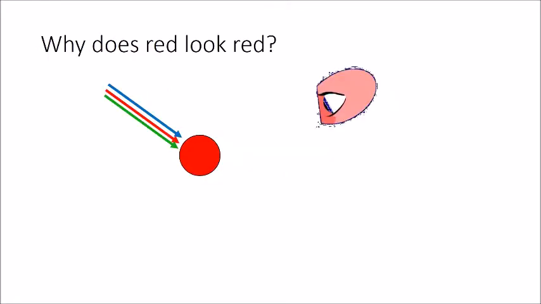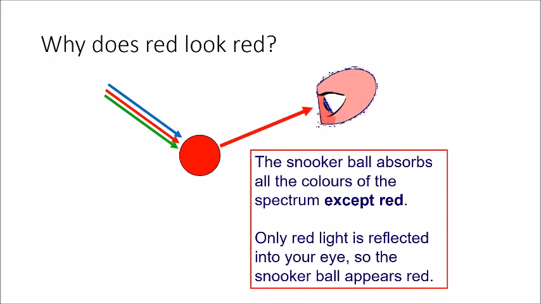So why does a red ball look red? Well, the 3 primary colors traveling as white light hit the red ball, but only the red is reflected. The snooker ball absorbs the other 2 colors. So it absorbs the blue, it absorbs the green waves, but it reflects the red wave. So only the red light is reflected into your eye, which is why that red snooker ball will look red. Pause the video now and make a note of why my red snooker ball looks red.